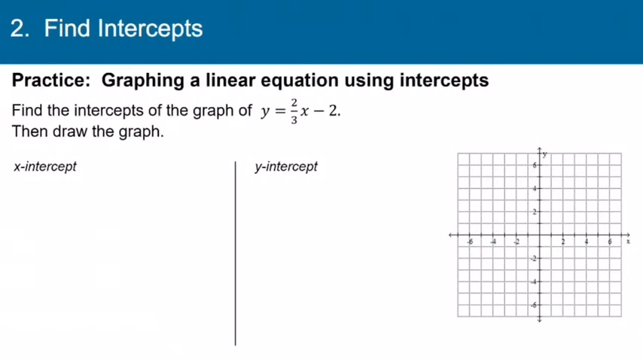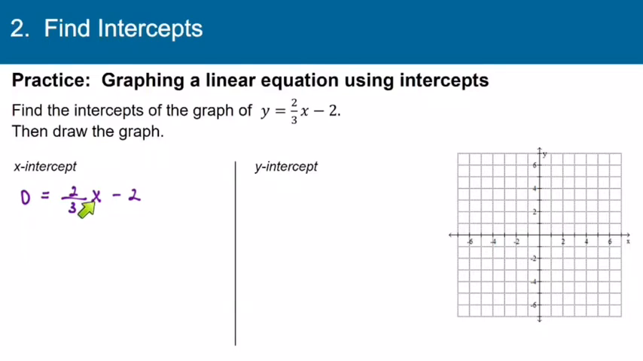Okay, now that you've had a chance to try it on your own, I'm going to go through it with you. So first let's find the x-intercept. To find the x-intercept, we would want to plug in 0 for y. So that's going to give us 0 equals 2/3 x minus 2.